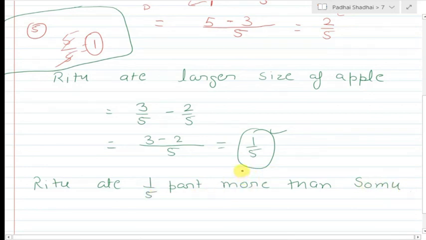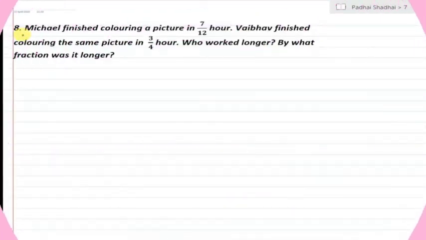Come on, let us move toward the next question. 8th one, Michael finished coloring a picture in 7 by 12 hour and Vaibhav finished the coloring of the same picture in 3 by 4 hour.